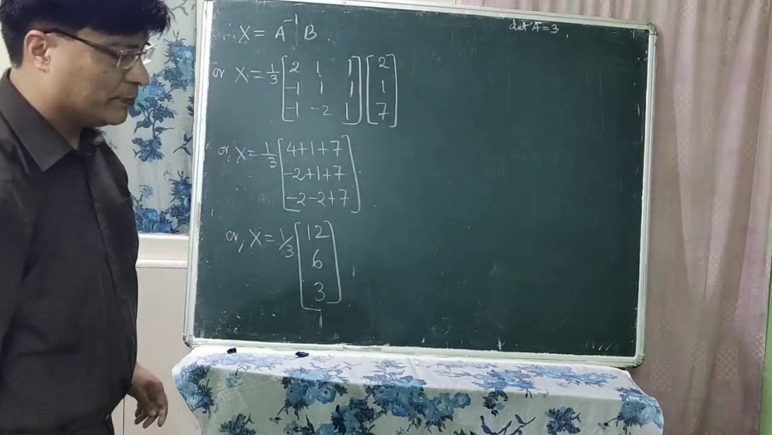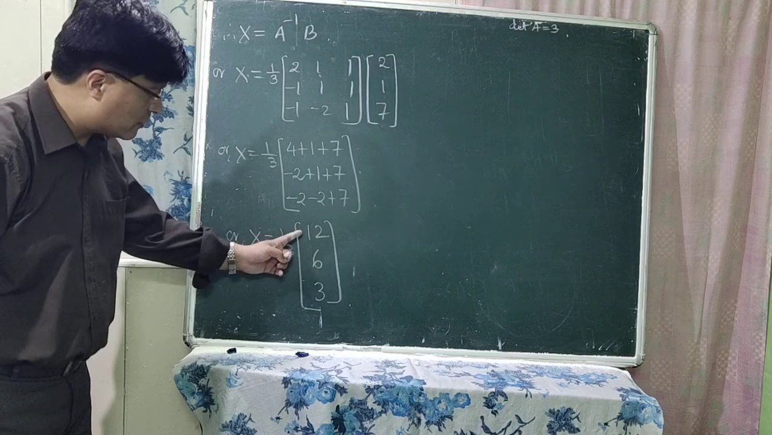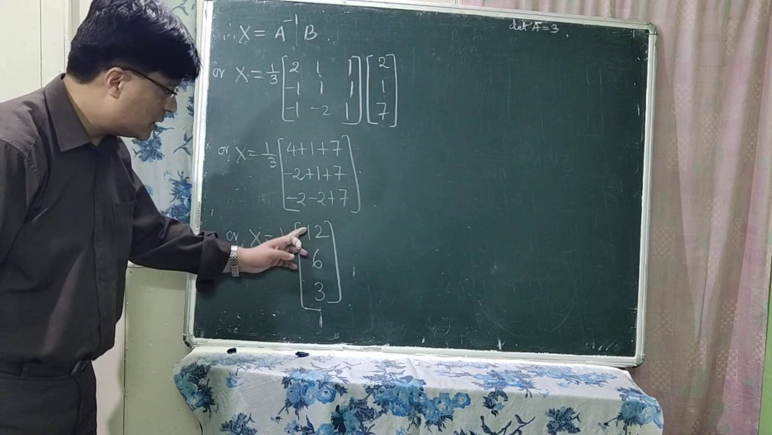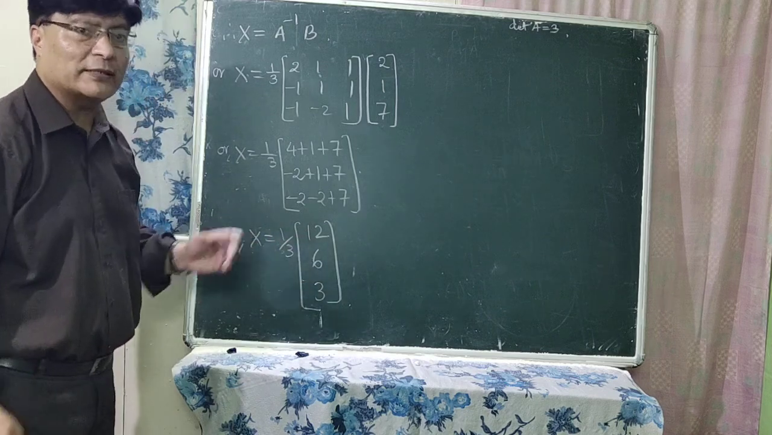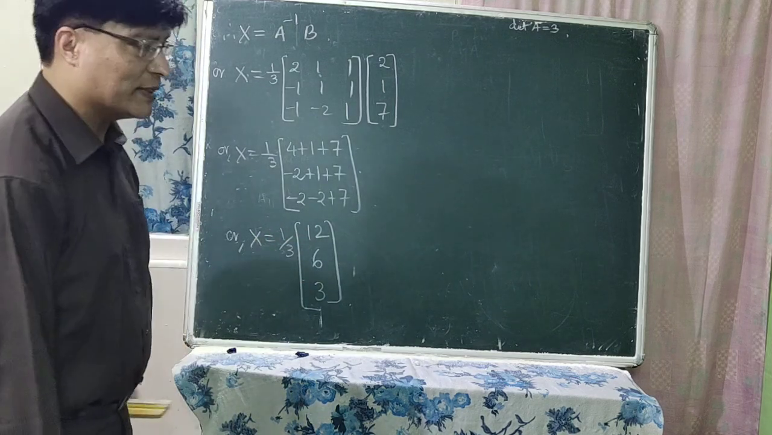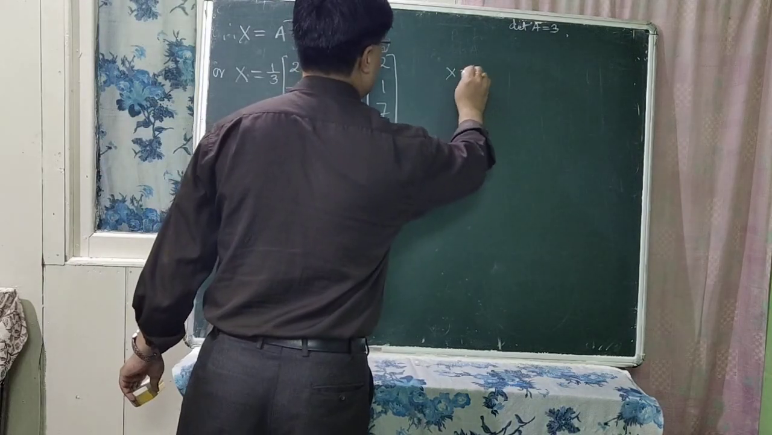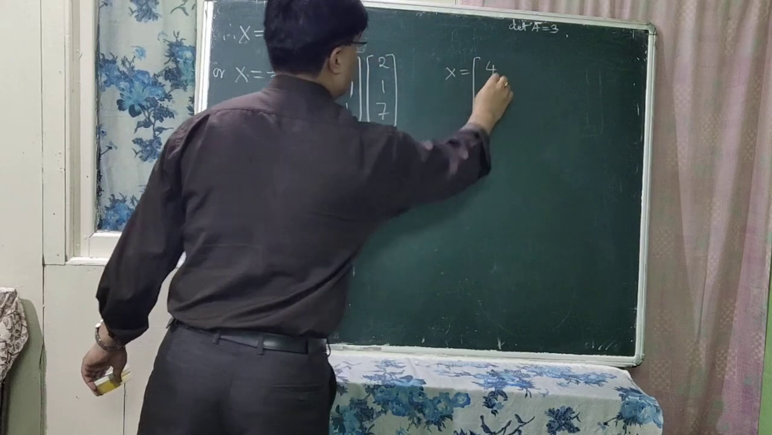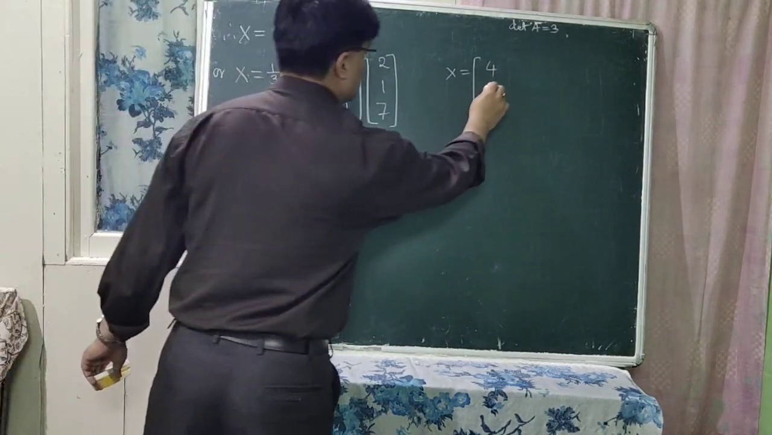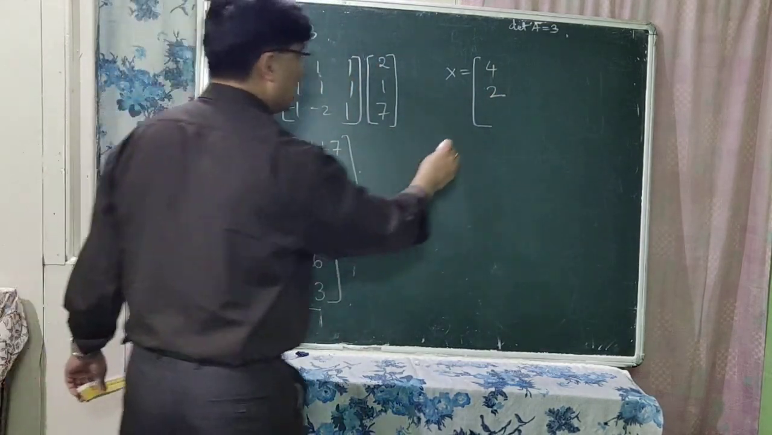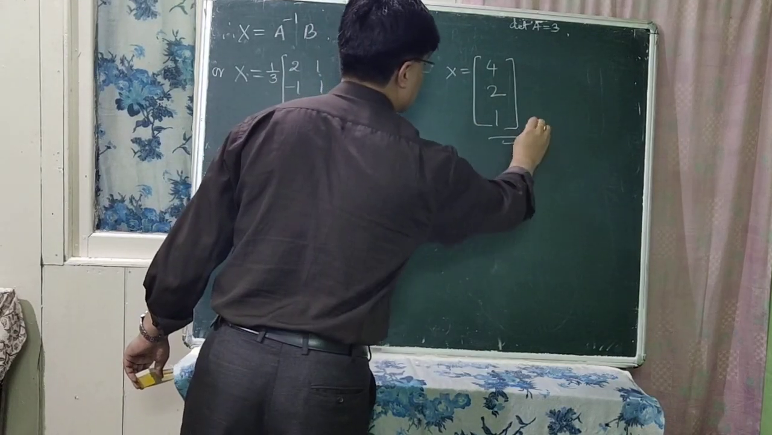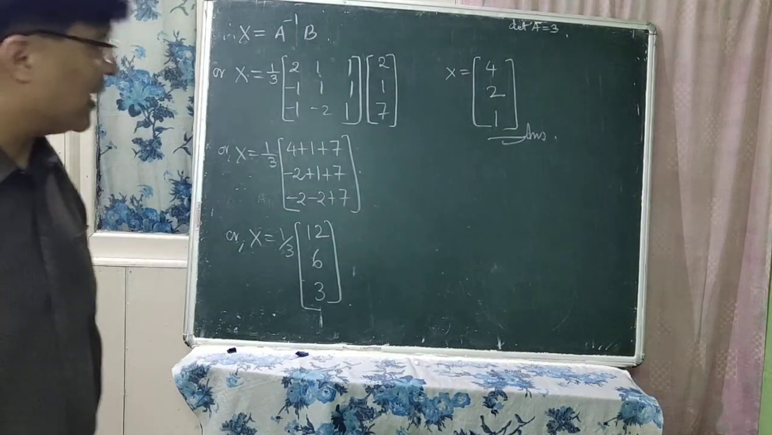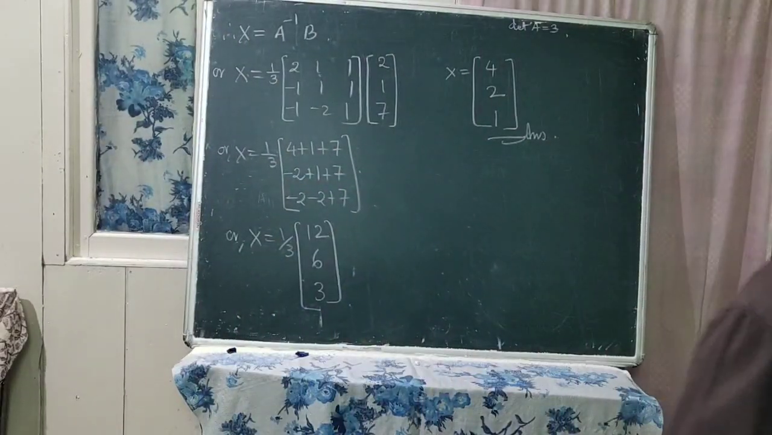Now in the column matrix it is given 12, 6, 3. All these elements of the matrix are multiplied by the scalar quantity 1/3. So what is capital X now? 1/3 into 12, 3 4s are 12. 1/3 into 6, 3 2s are 6. 1/3 into 3, that is 1. So this is the final answer. That means we got the matrix X. Is that clear?